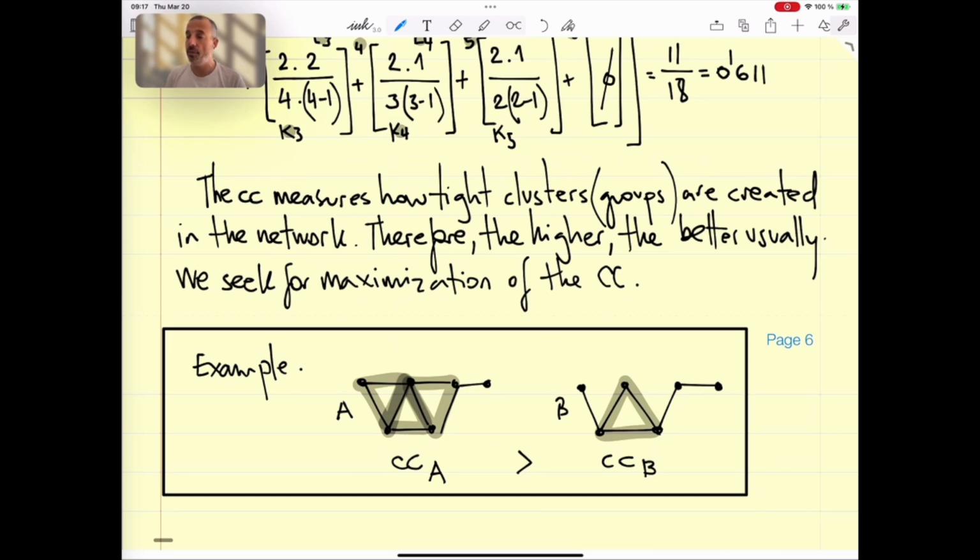I mean, if this is a server and this node goes bad, you can still operate pretty easily. If this is a server and this node goes bad, you're dead. You don't have a network anymore. Okay? So clustering coefficient means resilience. All right?